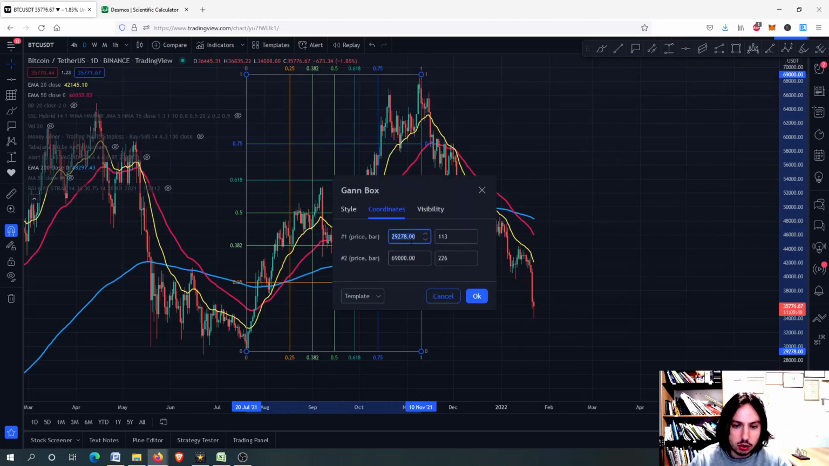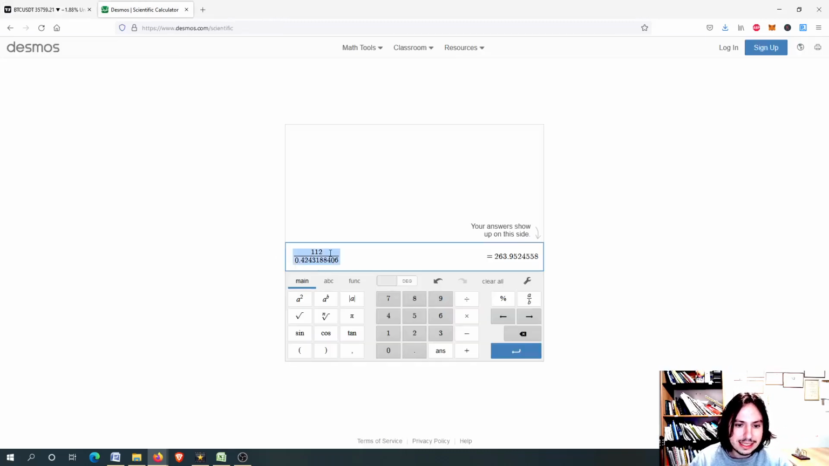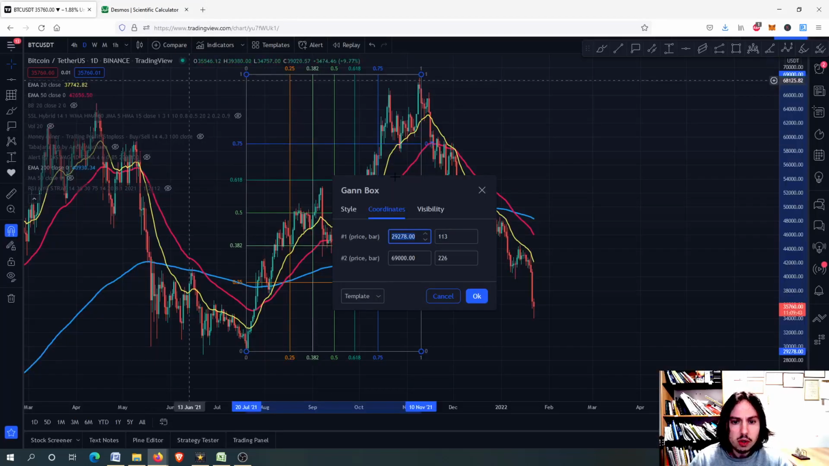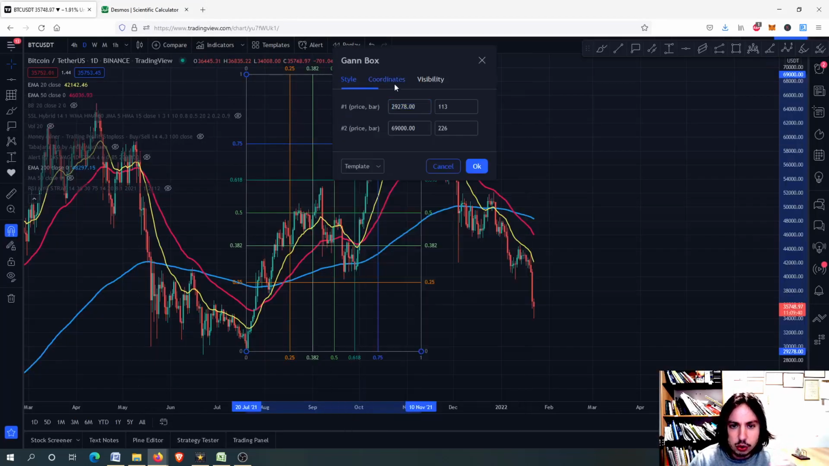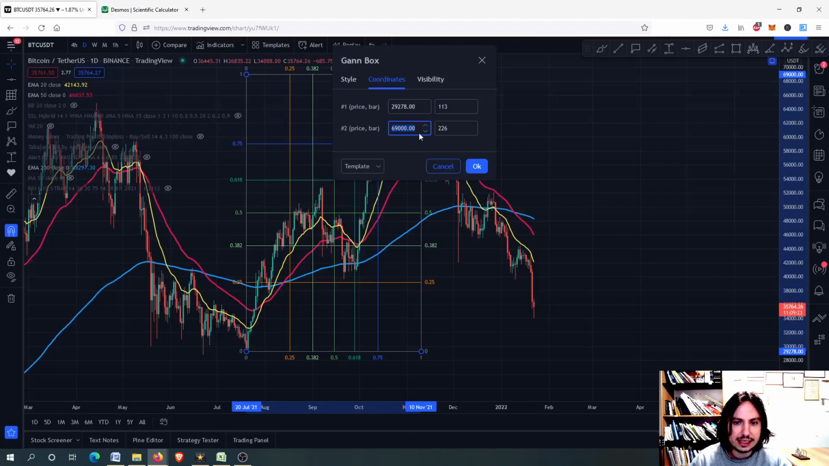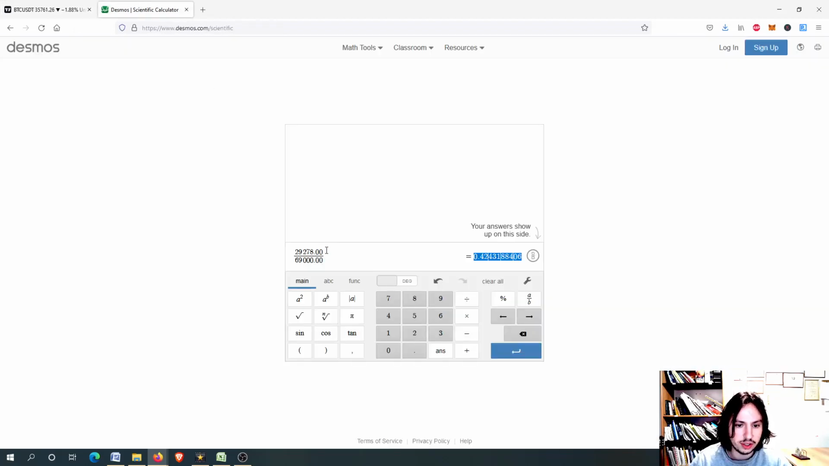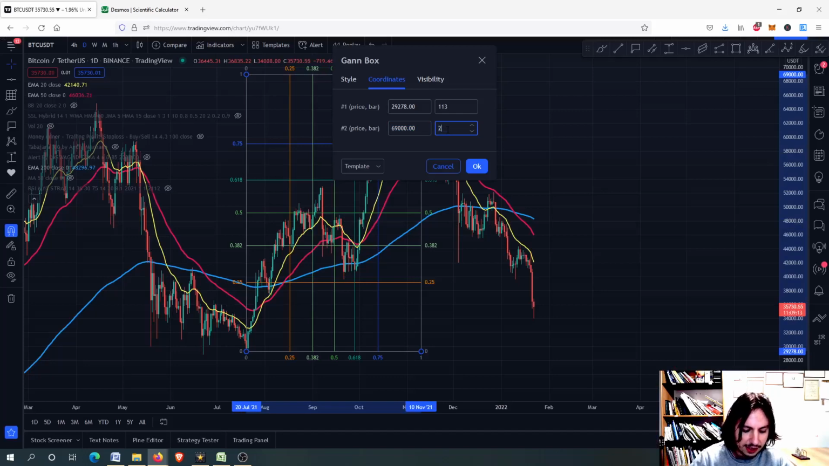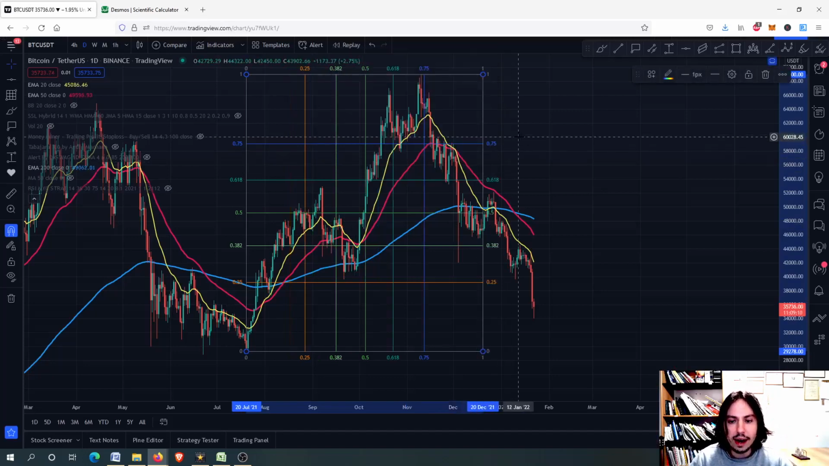So what we are going to do is copy this and paste this number on our calculator. What I did is I went to the settings, I went to the coordinates, and I copied the first price, the bottom price back on July. And of course, I'm going to copy the second price, the high on 10 November, 69K, and I'm going to divide this. So I get a number right here. What I'm going to do next is take the 113, 113 divided by this number, and we are getting 266. This is how you get the GAN box 1 to 1 price to bar ratio.